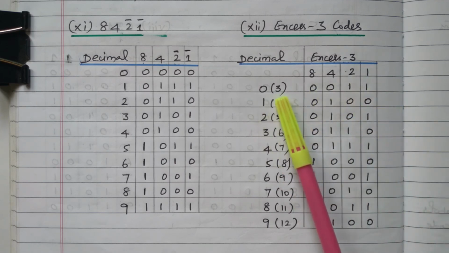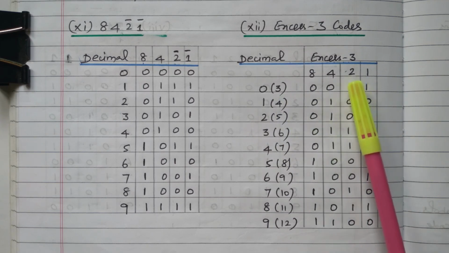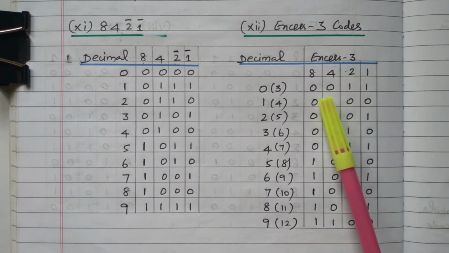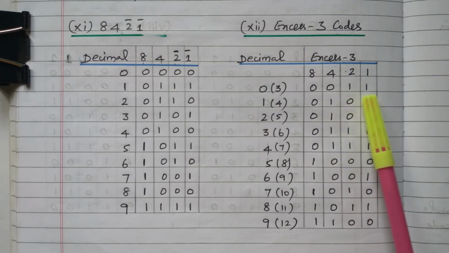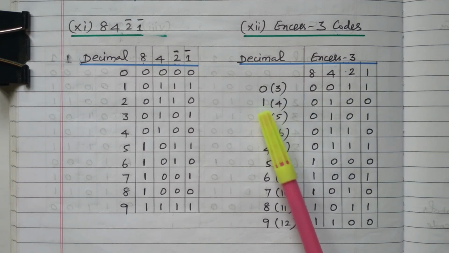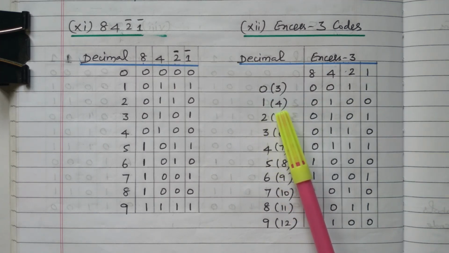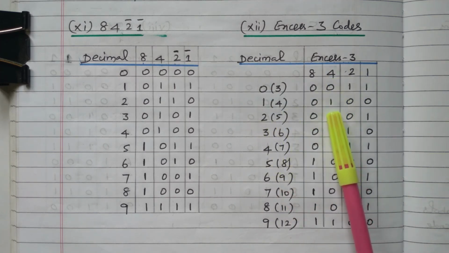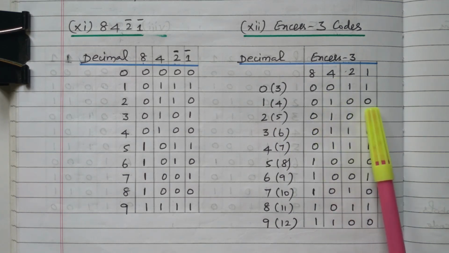For 0, the excess is 3. How will you get 3? By making the third and fourth position 1, so that 2 plus 1, 3. So the code is 0, 0, 1, 1. Third and fourth position 1 means 2 plus 1, 3. For decimal number 1, the excess is 4. How will you get 4? We make the second position 1, so that the second position gives 4. So 0, 1, 0, 0.